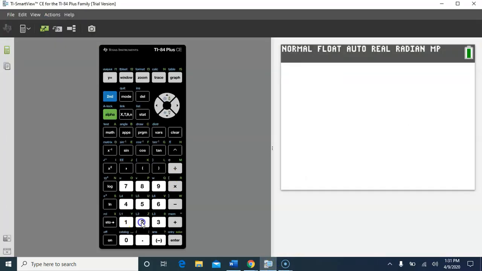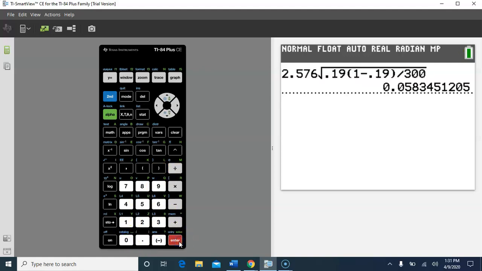So 2.576 times a radical, 0.19 parentheses 1 minus 0.19 close parentheses divided by 300. So there's our margin of error of 0.058.